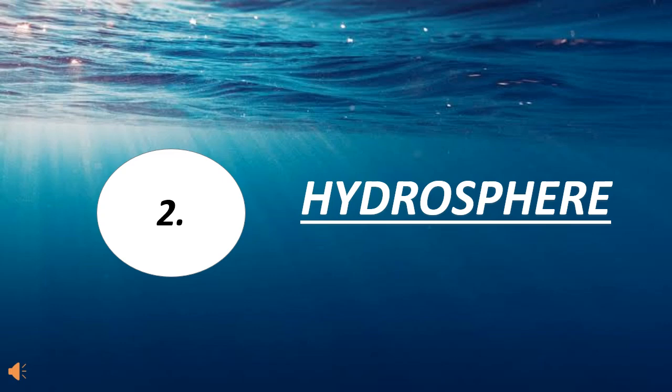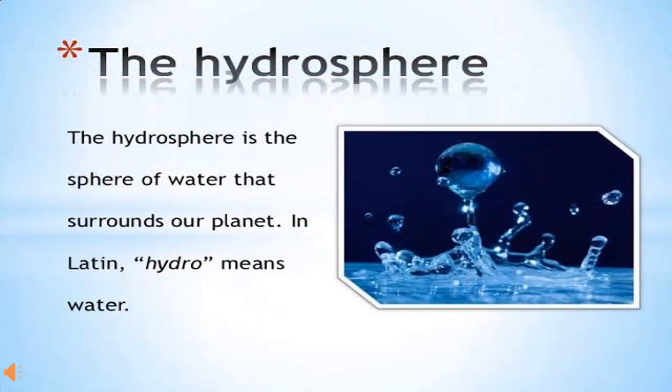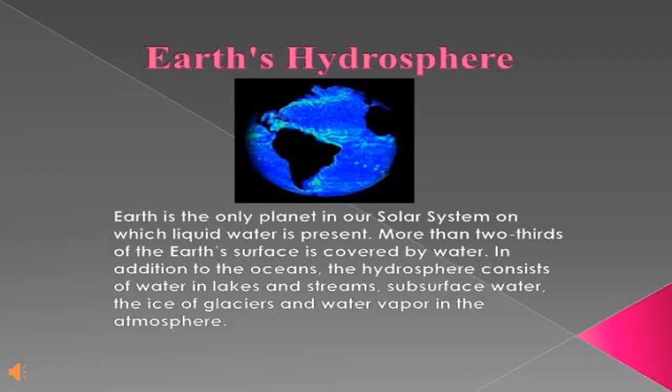Number two sphere of the Earth is the hydrosphere. The hydrosphere is the sphere of water that surrounds our planet. In Latin, hydro means water. Earth's hydrosphere. Earth is the only planet in our solar system on which liquid water is present. More than two-thirds of the Earth's surface is covered by water.